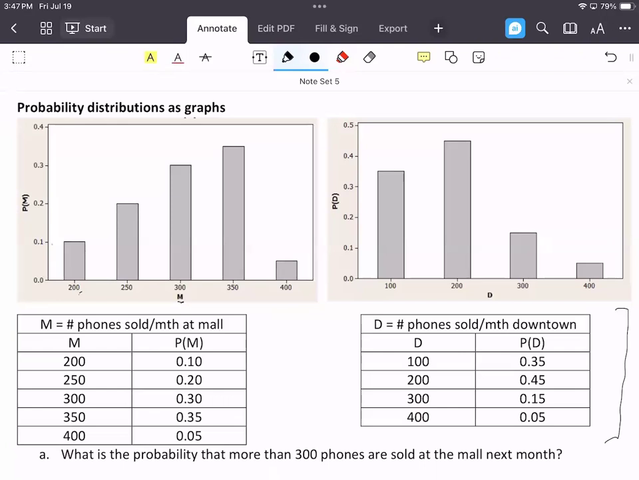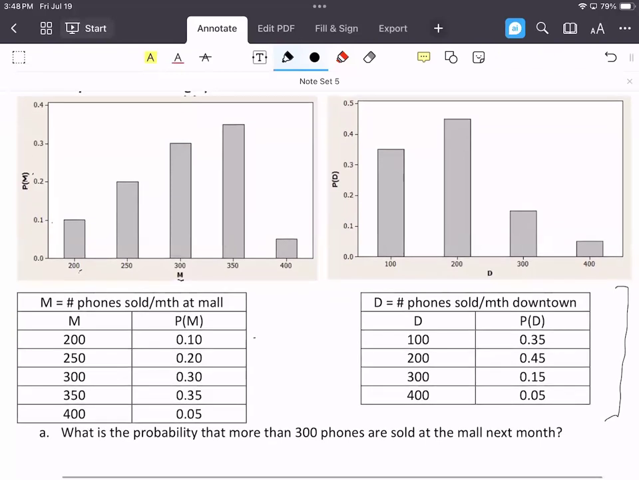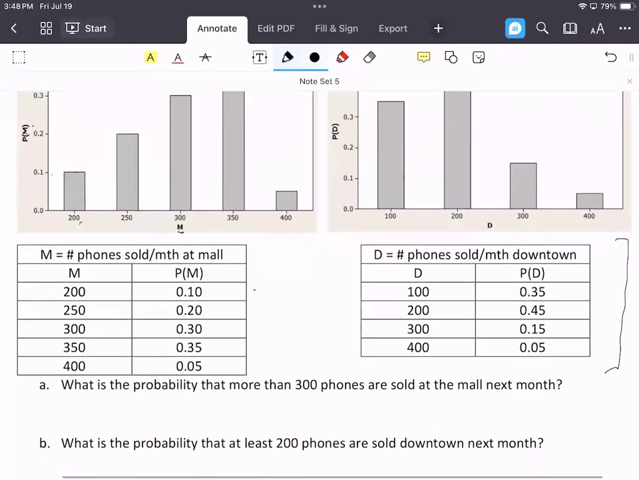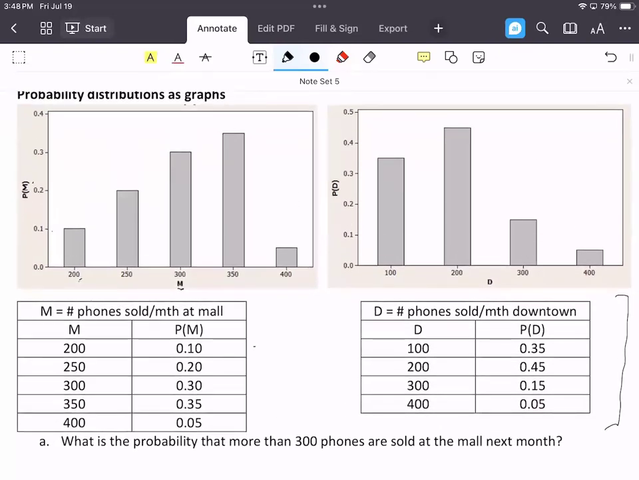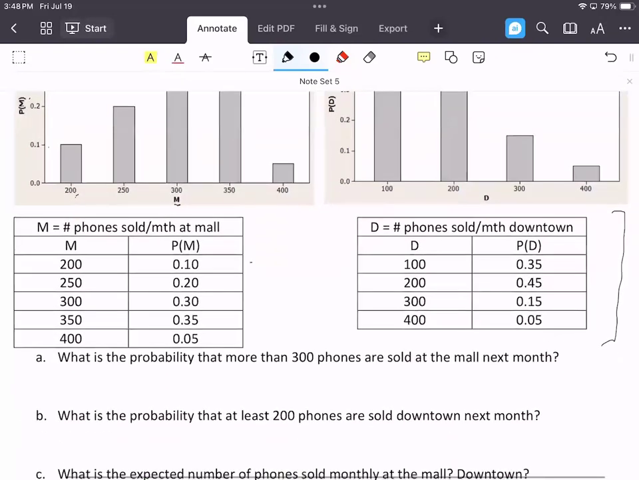For 200 phones, the probability of that happening per month at the mall location is 0.1. P of M, the probability at the mall of 200 phones selling, is 0.1. And you notice that matches the detail right here. Same thing for the downtown location. We're going to use this information, and once again, I'm going to use the table because it's a little easier to look at.